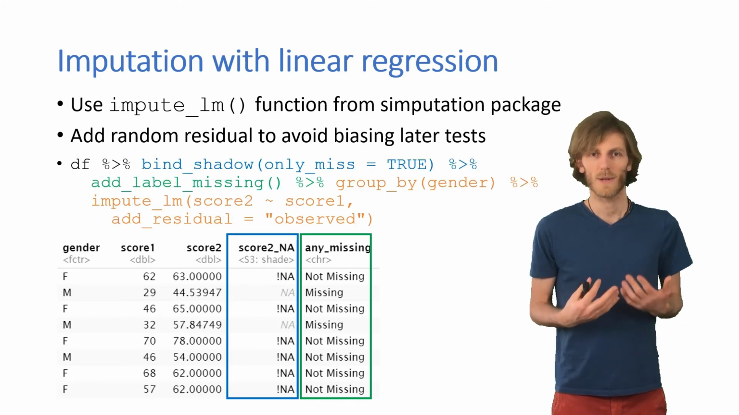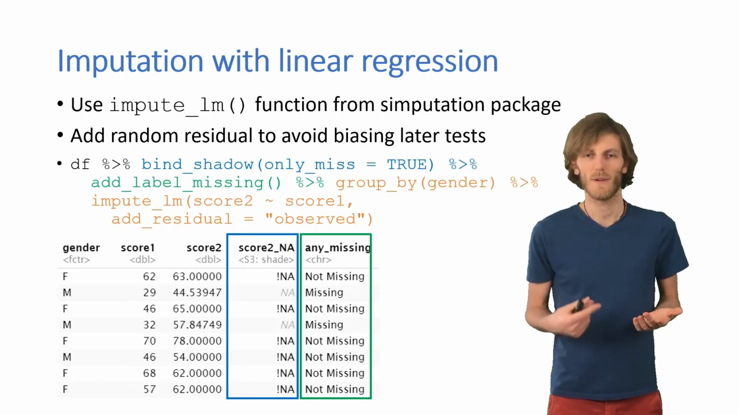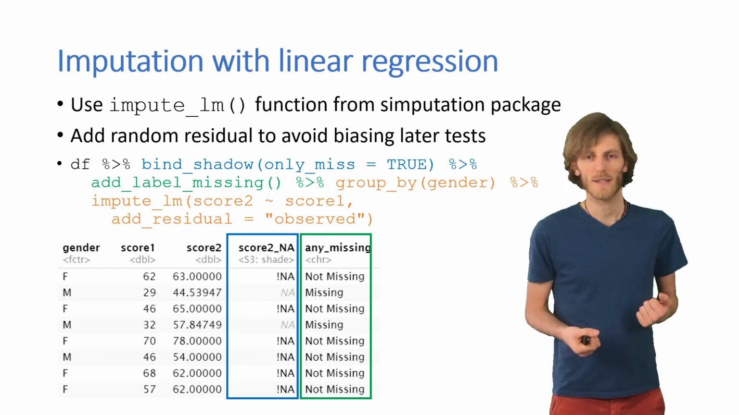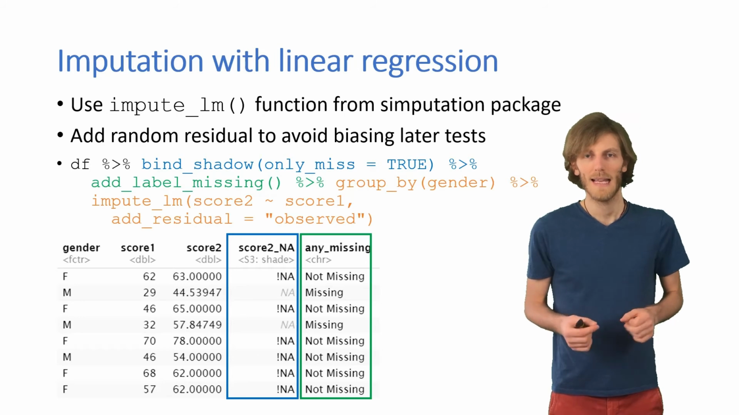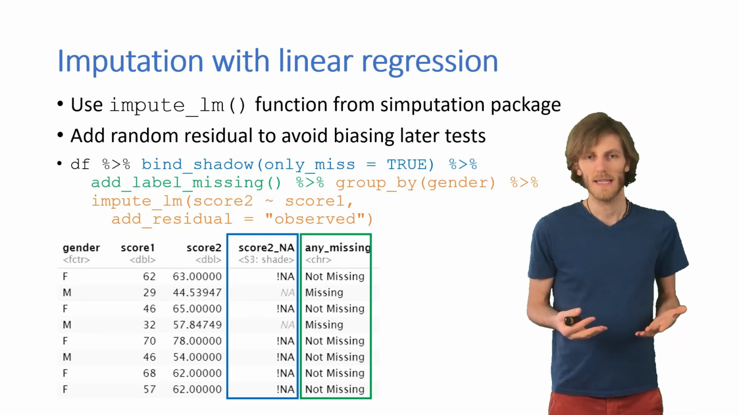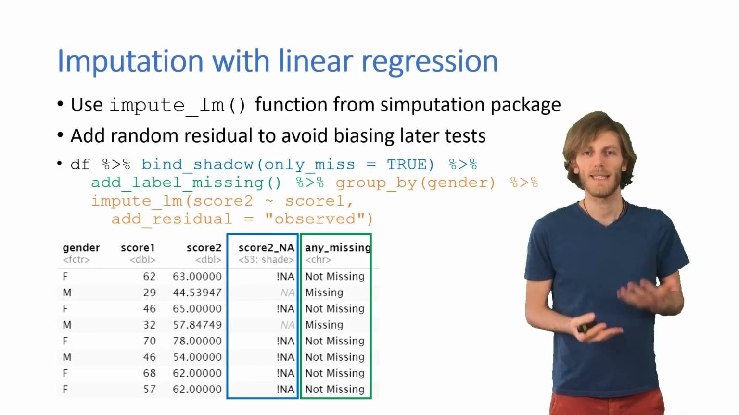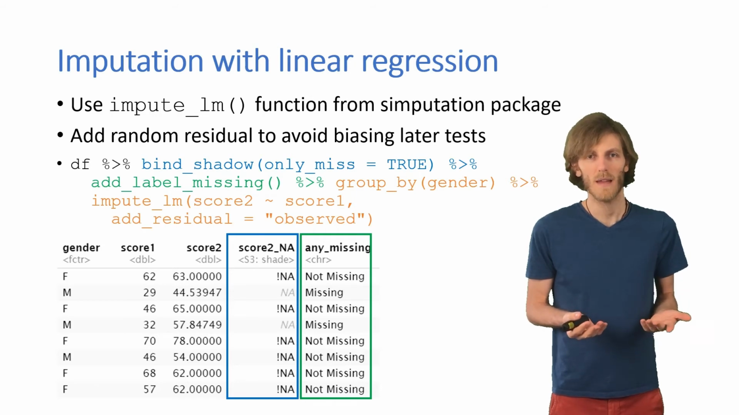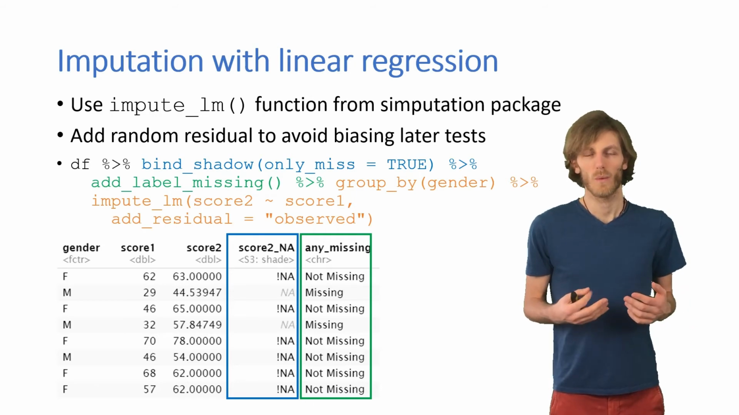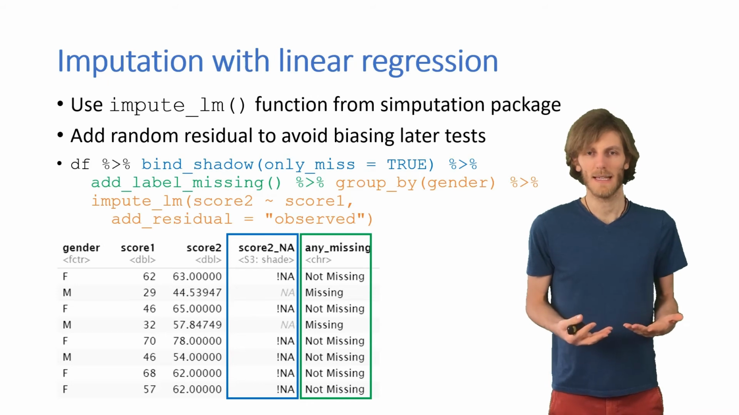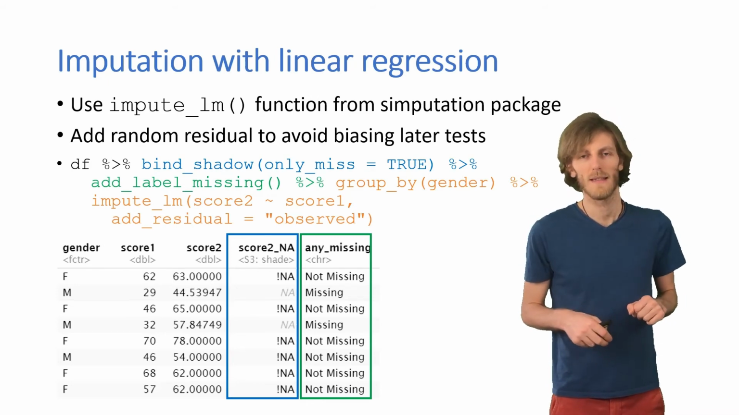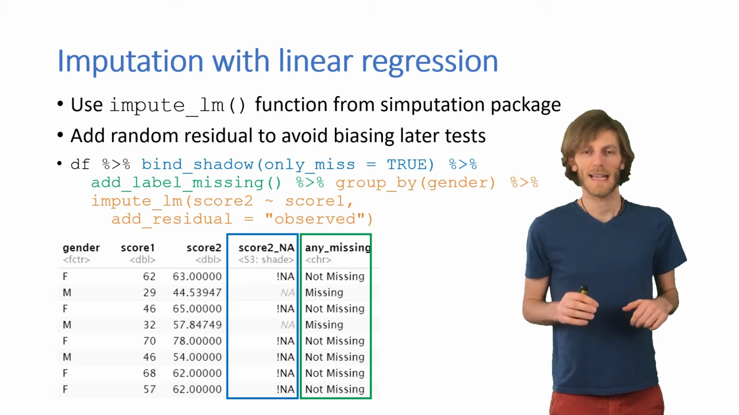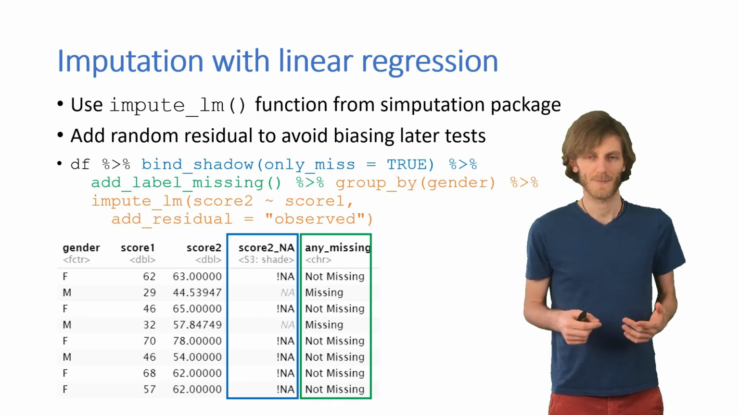And then our function would look like this. We do exactly what we did before: we bind_shadow, we add the label for missing. And then we group by gender, because we expect that the effect might be different by gender. And then we run a linear imputation, predicting score 2 by score 1, and say add_residuals observed.